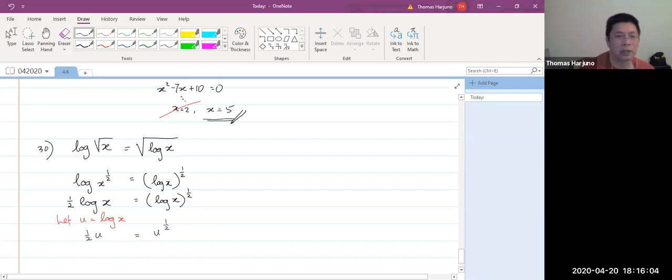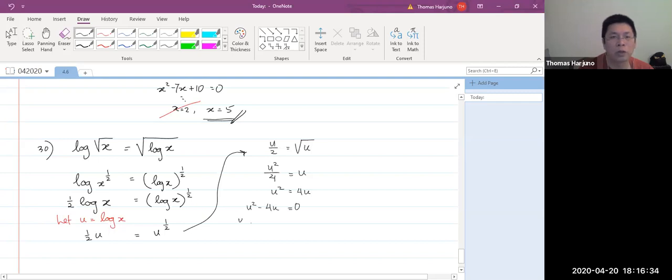Now we basically have a square root equation, right? Another way to see this is u over 2 equals the square root of u, if you think about it. Now I will square both sides. I get u squared over 4 equals u. So u squared equals 4u, multiplying both sides by 4. So u squared minus 4u equals 0. u times (u minus 4) equals 0. So either u equals 0 or u equals 4.